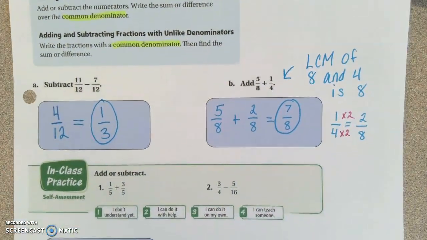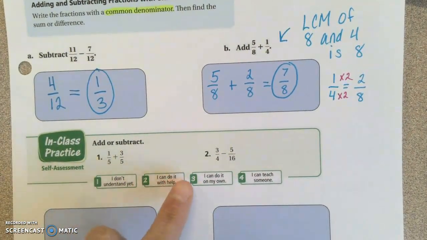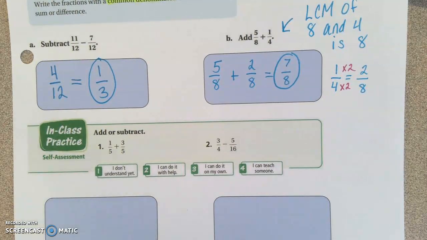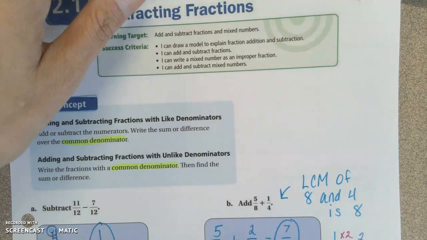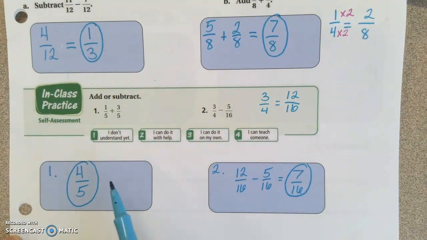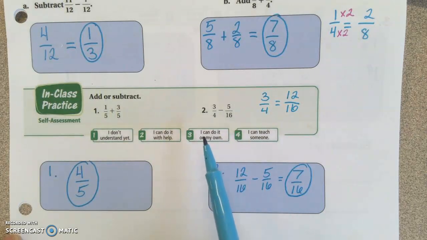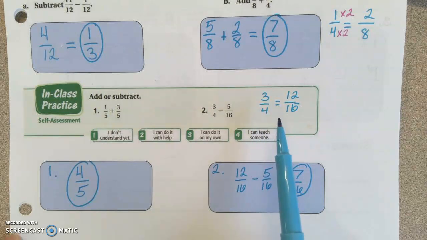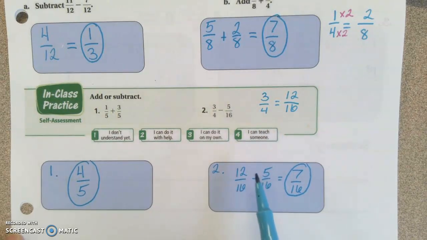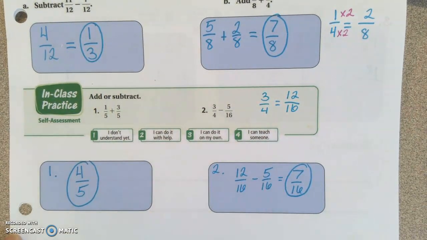Go ahead and pause your video and try numbers 1 and 2 down here in the blue boxes, and then unpause to check your work. Number 1, I had 1/5 and I added 3 more, so I had 4/5. Number 2, I used a least common denominator of 16, so 3/4 became 12/16. So 12 minus 5, 7/16. Okay, go ahead and turn this over.